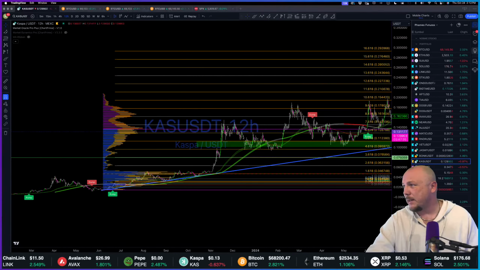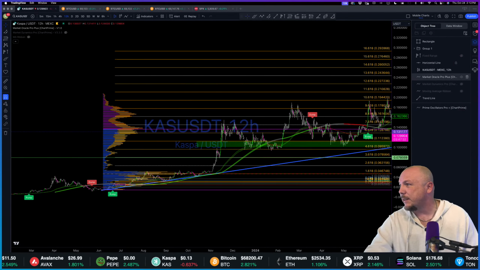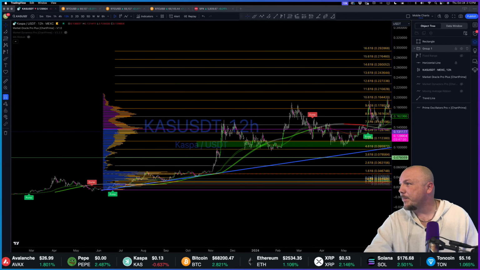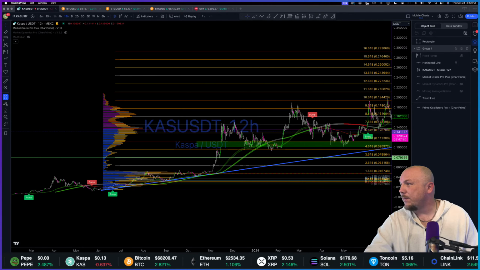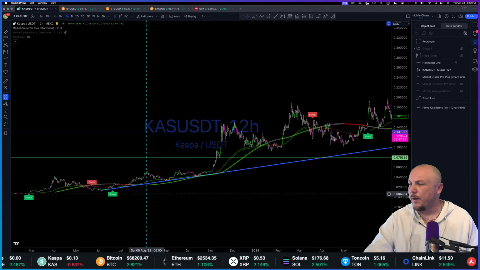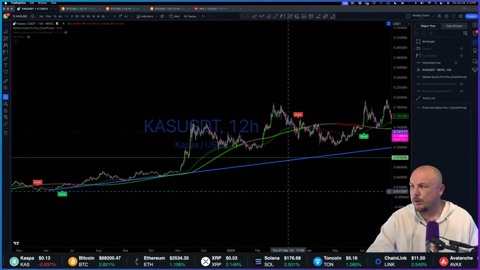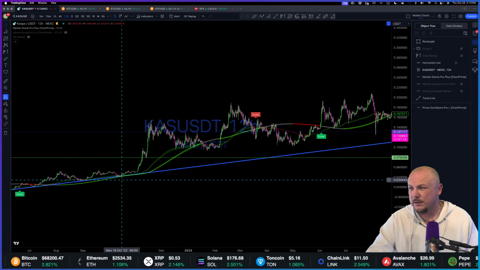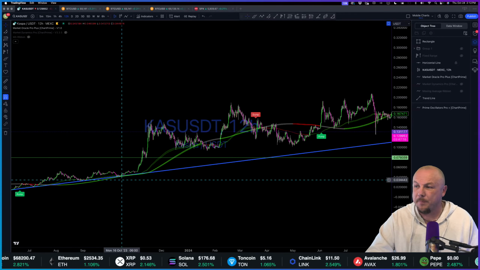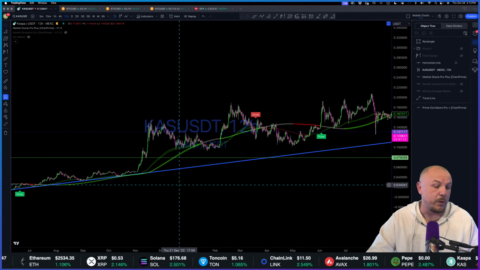It goes all the way back. Let me turn off my fib extensions here. Yeah, let's turn that off. There we go. So this long running trend line, the blue trend line running up here, we've been watching that for a long time as support back here. It left off as support back in October of 2023.